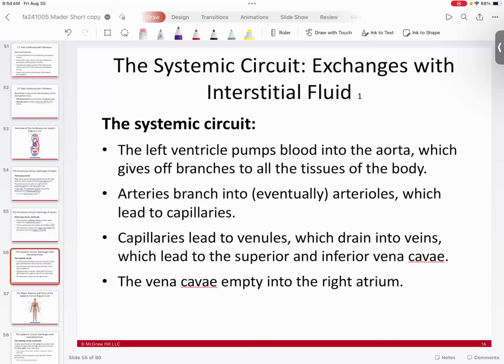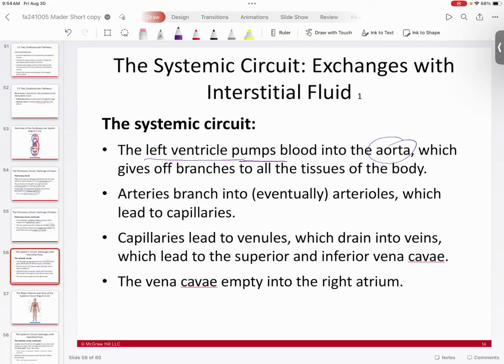In the systemic circuit, now you are in the left atrium. So the left ventricle will then receive that newly oxygenated blood, which will then contract and send that blood through the aorta, which will then go off into the various branches of the aorta to the different tissues of the body.